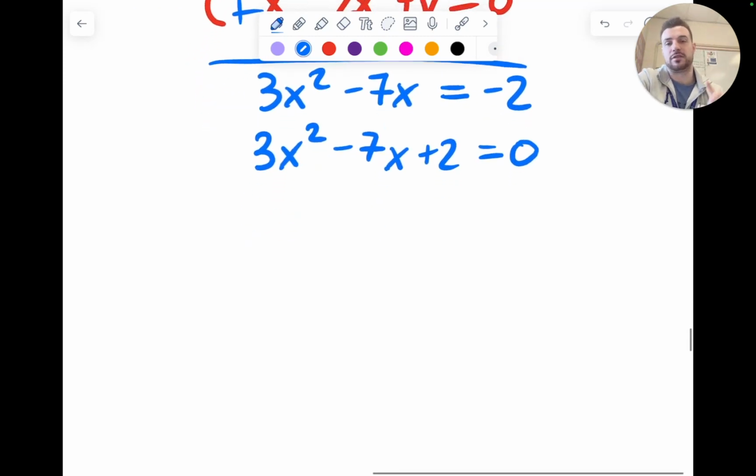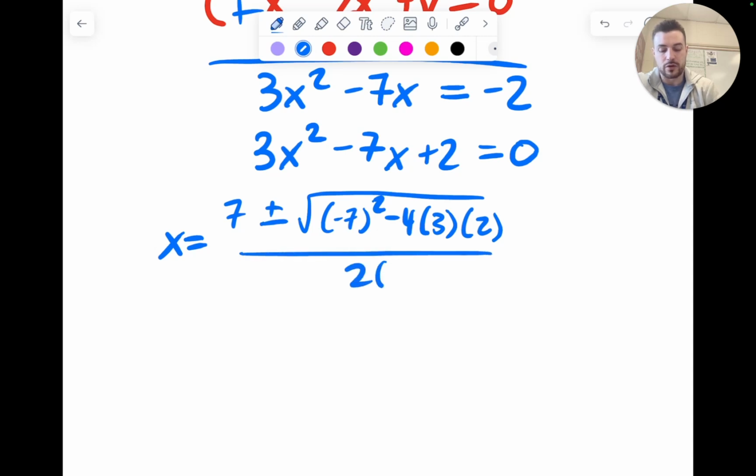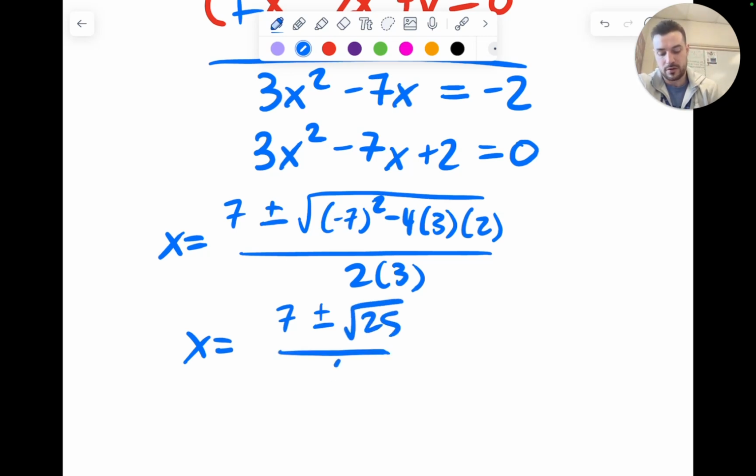I can't factor this, but let's go through an example where we use the quadratic formula. I have the opposite of b plus or minus the square root of b squared minus 4 times a times c, all over 2a. So I'm going to get x equals 7 plus or minus. Well, my discriminant's going to be 49 minus 24, which is 25.